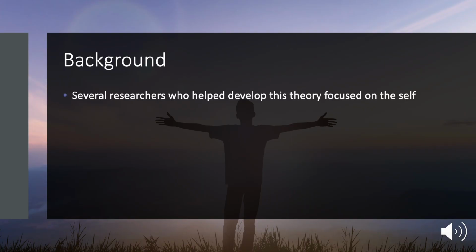Similar to George Mead, several researchers who helped develop this theory focused on the self. The self is one of the most commonly researched parts of this theory. According to our textbook, an important aspect of the self is, quote, the need for interaction with and confirmation by others to develop the self, which is thought by some to lead to a self that is anxious. This anxiety is caused by a desire to be accepted by others, end quote. This relates to the concept of impression management, which we will further discuss here in a couple of minutes.